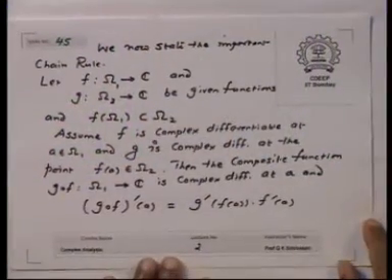Number one, and then the function f should be complex differentiable at a, and the function g is complex differentiable at f of a. Then the composite function is complex differentiable at a and the derivative of the composite function, g composed with f prime of a, is equal to g prime of f of a times f prime of a. That is the chain rule. Alright. So now we state the important chain rule.